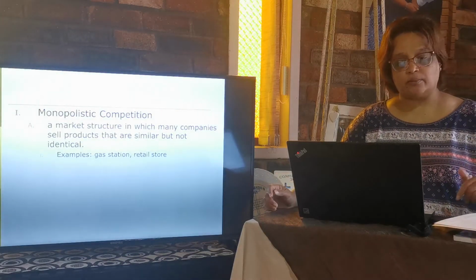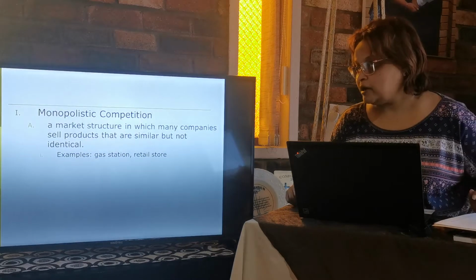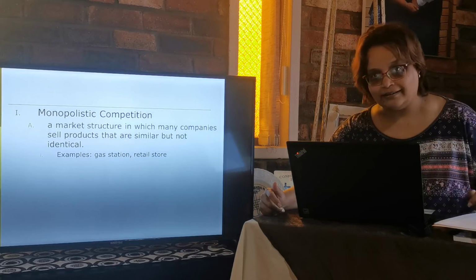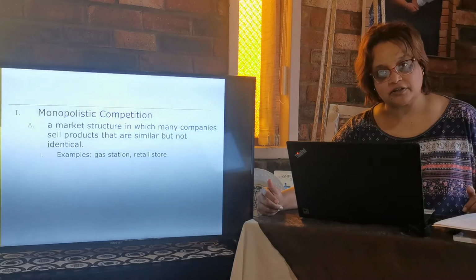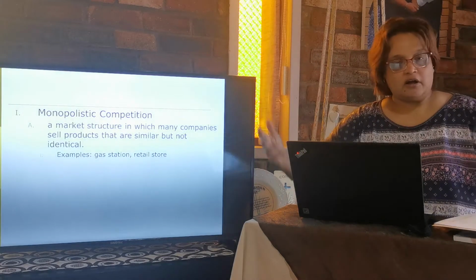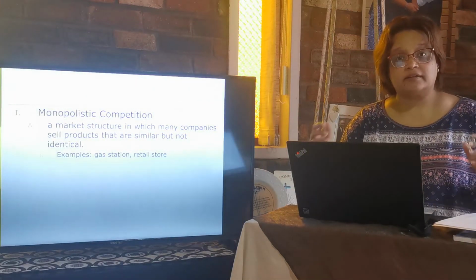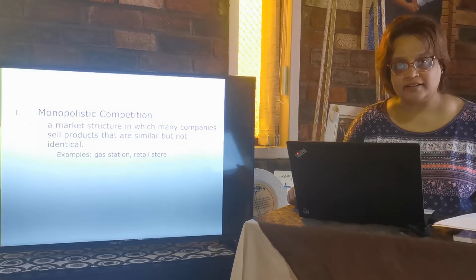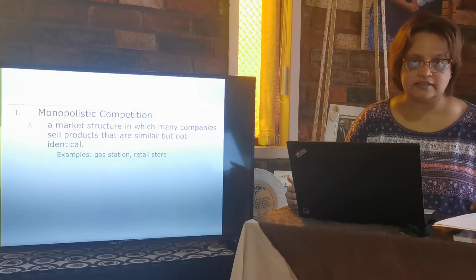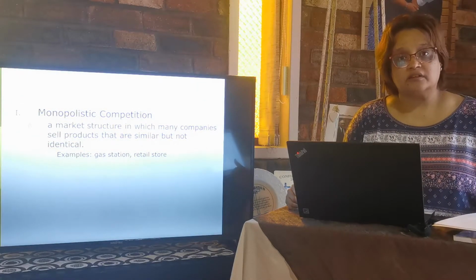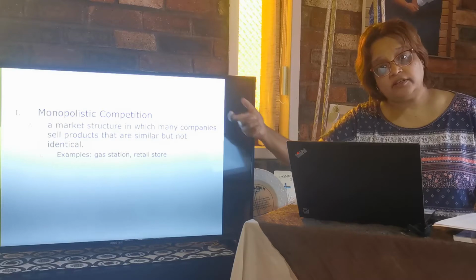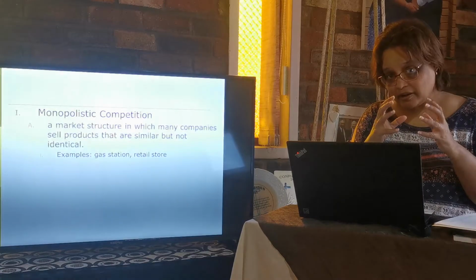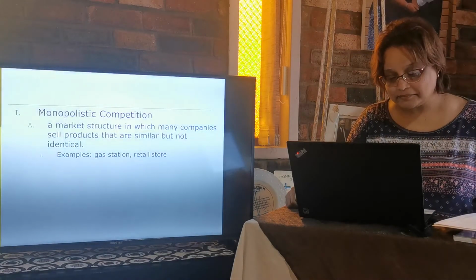So, monopolistic competition is a market structure in which many companies sell products that are similar but not identical. For example, the gas station. We've got Caltex, Sasol, BP, Power, etc. They all sell product, but not all the same. Not all are identical. You've got a 95 unleaded, you've got a diesel, you've got a 97 unleaded, etc. And you've got the octane within these that is different from station to station. So it's similar products, but slightly different.